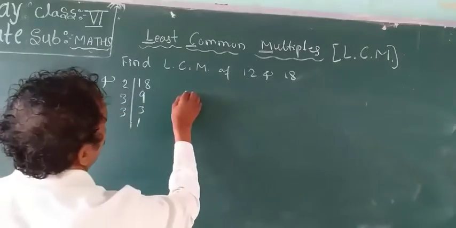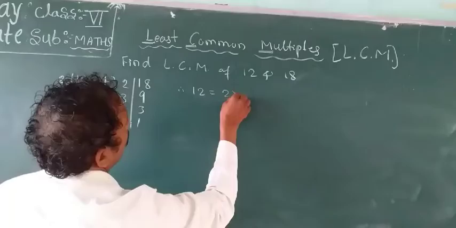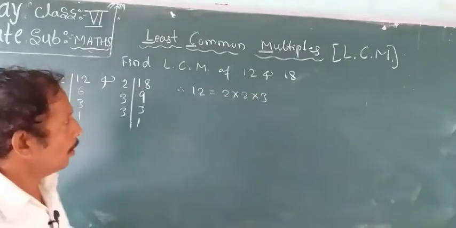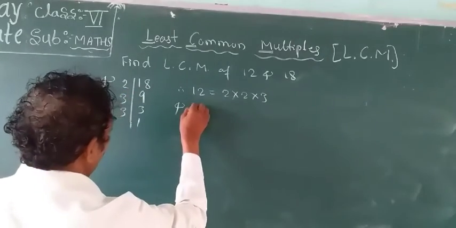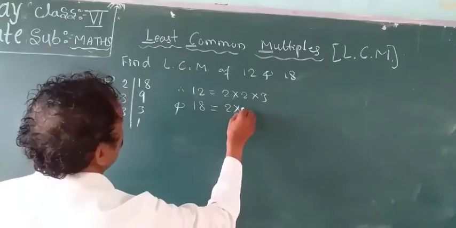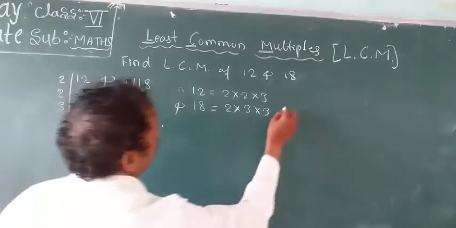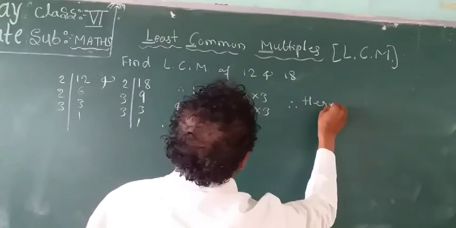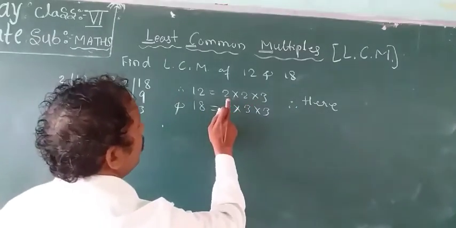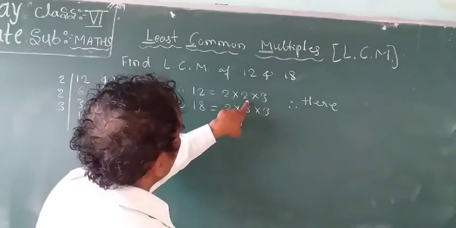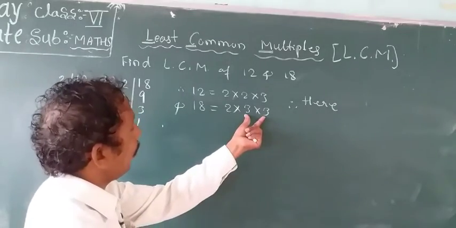Therefore 12 is equal to 2 into 2 into 3. And 18 can be written as 2 into 3 into 3. 18 is equal to 2 into 3 into 3. Therefore, here 2 appears maximum 2 times. 3 appears maximum 2 times.